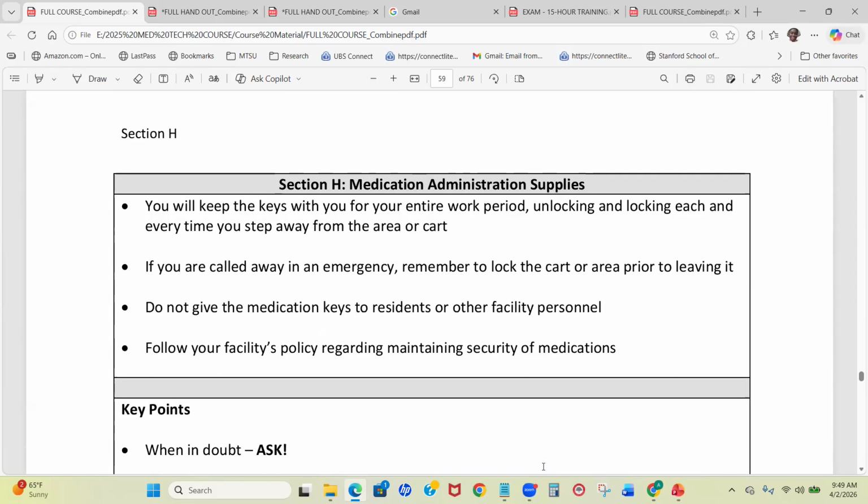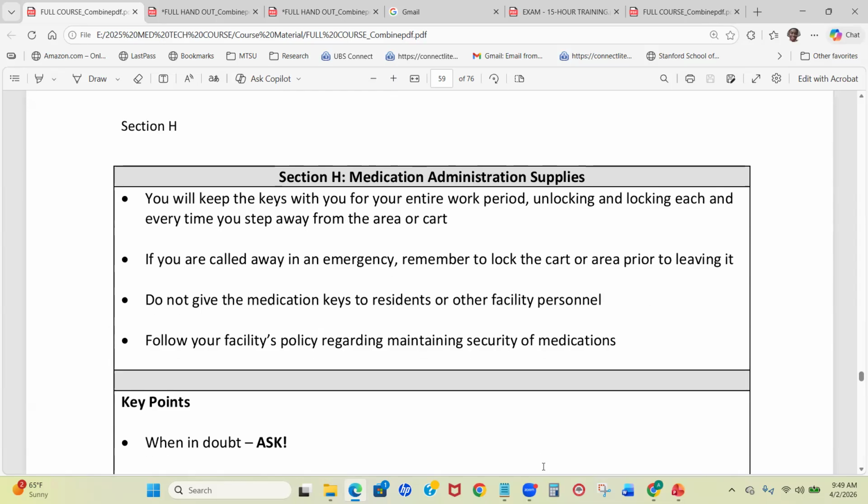And you want to make sure that your medicine room, and whatever you took from your medicine room and put on your med cart, is locked. You have to lock it at all times. You have to keep the keys with you. Don't trust anybody with your med room and your med cart keys. Even if it's your blood relative, don't do that. Your license depends on it.